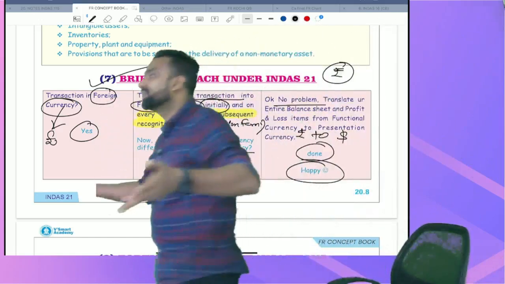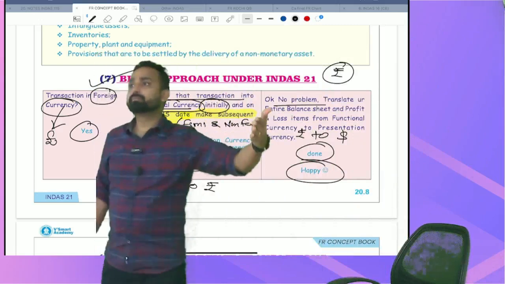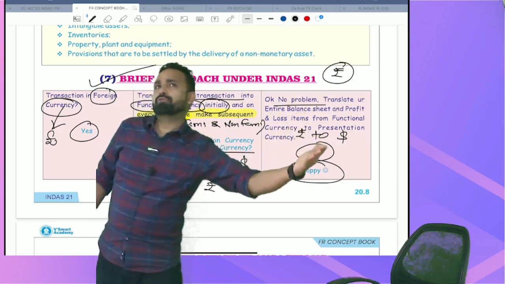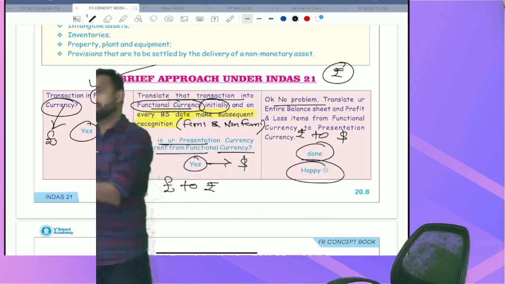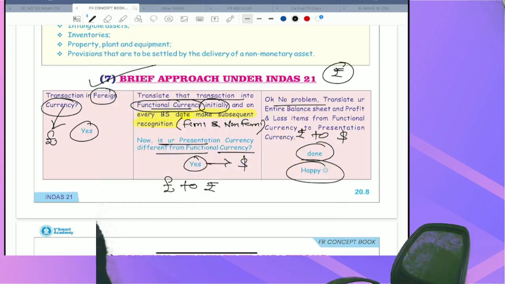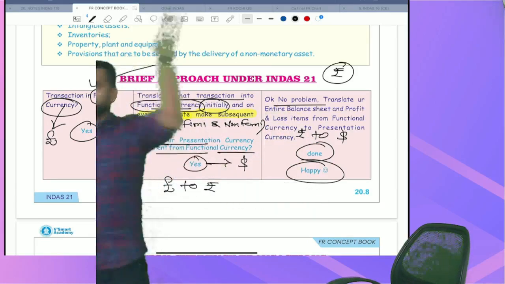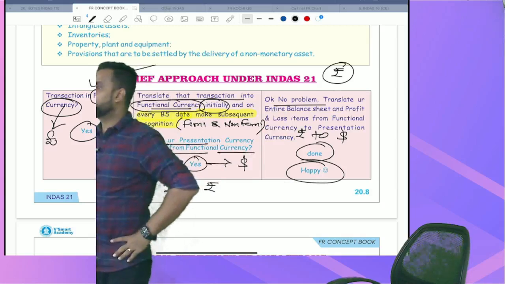What do you need to do in Ind AS 21? Tell me. First step, foreign to functional. Second step, functional to presentation. Simple. This is the step. Foreign to functional. Functional to presentation. Simple. Understood or not? Yes.